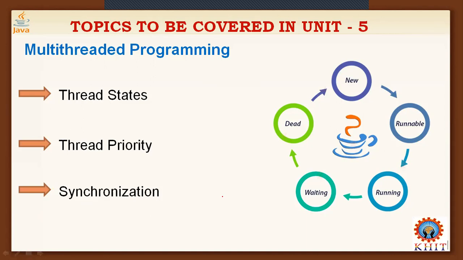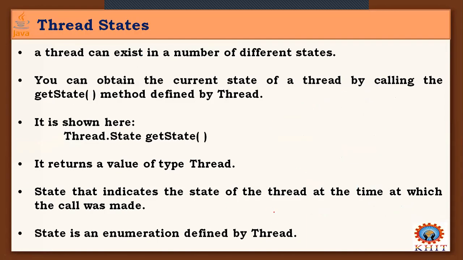Okay. And coming to the first topic, thread states. We know that a thread can exist in a number of different states, right? We can obtain the current state of the thread by invoking the method defined by Thread, the getState method. So getState is a method which returns the current state of the thread during the execution in a CPU.